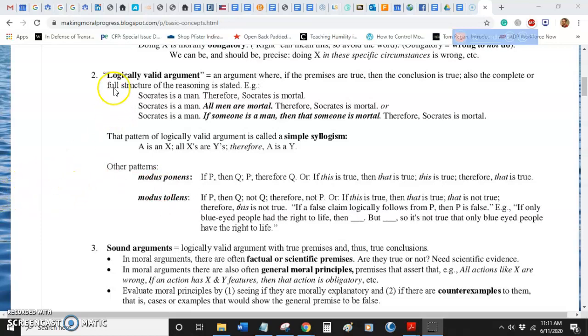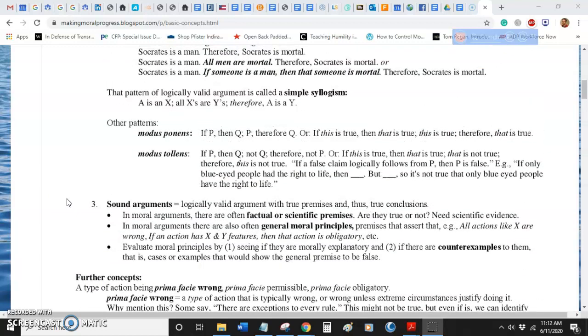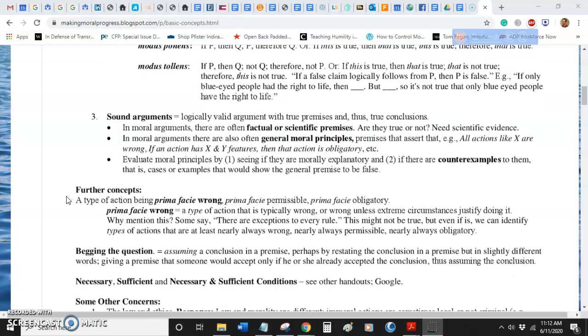All right. So there's the idea of a logically valid argument, and here are three common logically valid argument patterns. There are also some common invalid patterns, and we'll want to talk about those eventually. One of them is called denying the antecedent, another is called affirming the consequent.